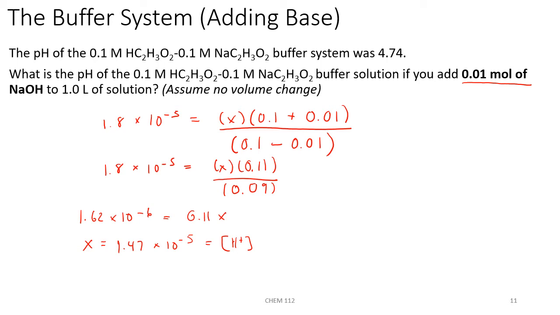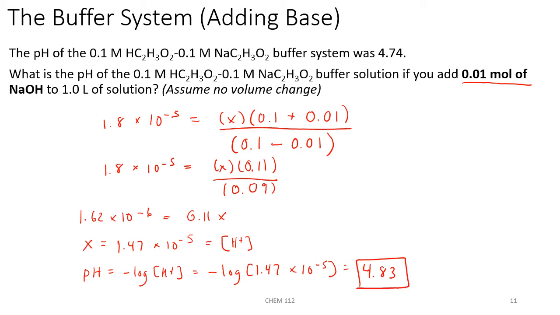And so finally, the question was, what was the pH after we added that strong base, that sodium hydroxide? We'll take the negative log of our hydrogen ion concentration. So negative log of 1.47 times 10 to the negative fifth. And that gives us a pH of about 4.83.